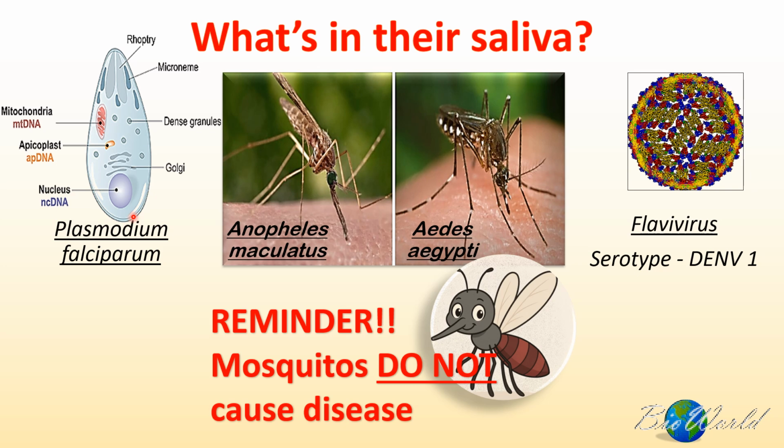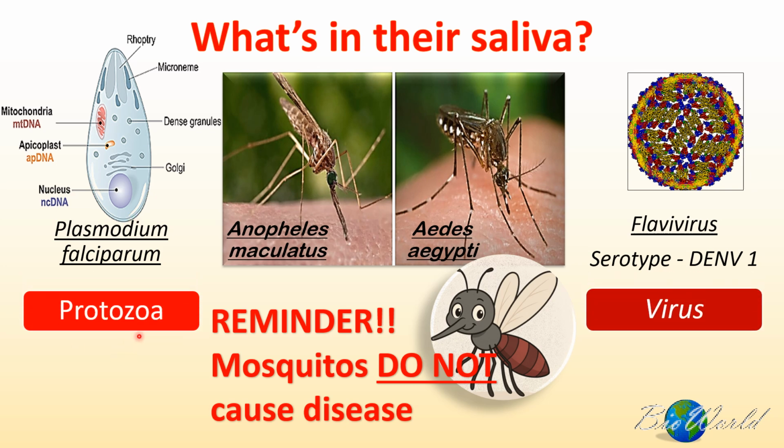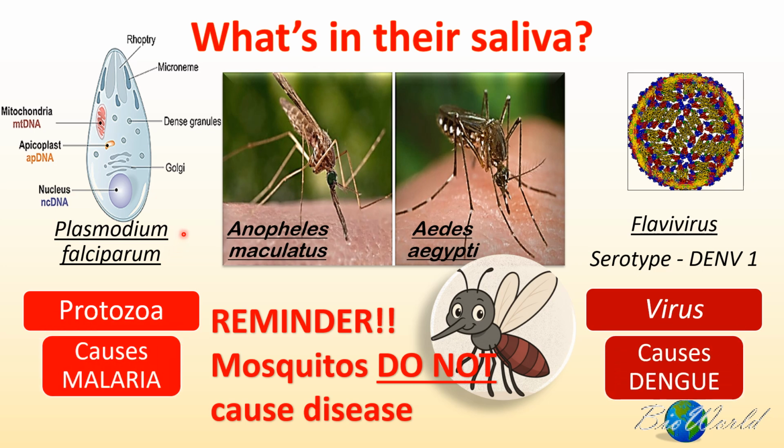Now, these plasmodiums are actually protozoas. That means they are eukaryotes. As you can see, it has a nucleus. So it is like relatives to parameciums and amoebas. But this is of course harmful because the protozoa from the genus Plasmodium carries with it the disease called malaria. Meanwhile, the virus from the genus Flavivirus causes the disease dengue.